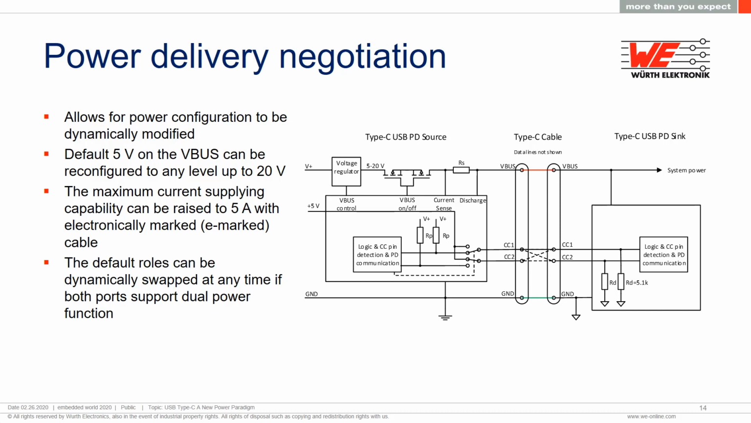Now that communication is established between the two devices, they negotiate. The source advertises its capabilities, and the sink selects one of those. The source sets up, and the VBUS is activated. Through the communications line, the two devices can talk to each other and request a change like a different voltage or current, or even swap roles at any time if they're capable.